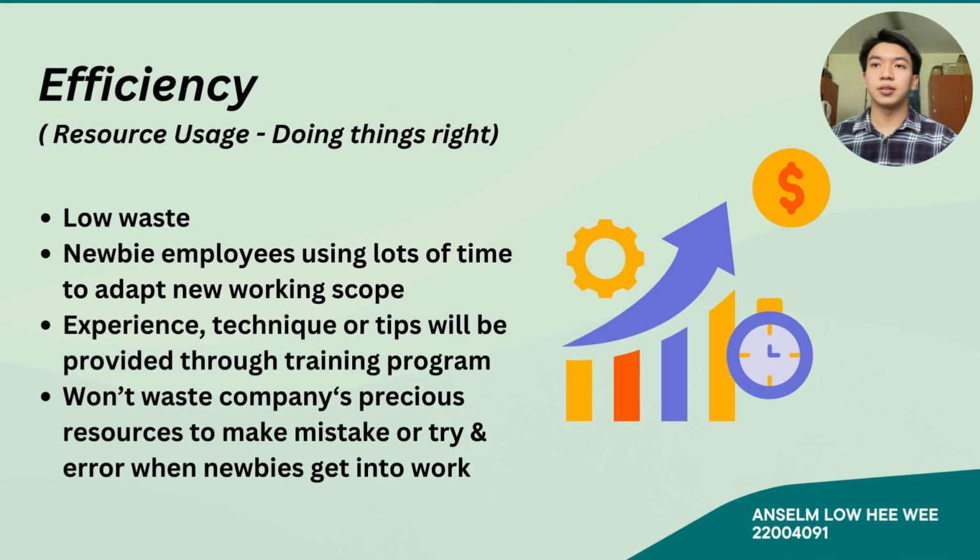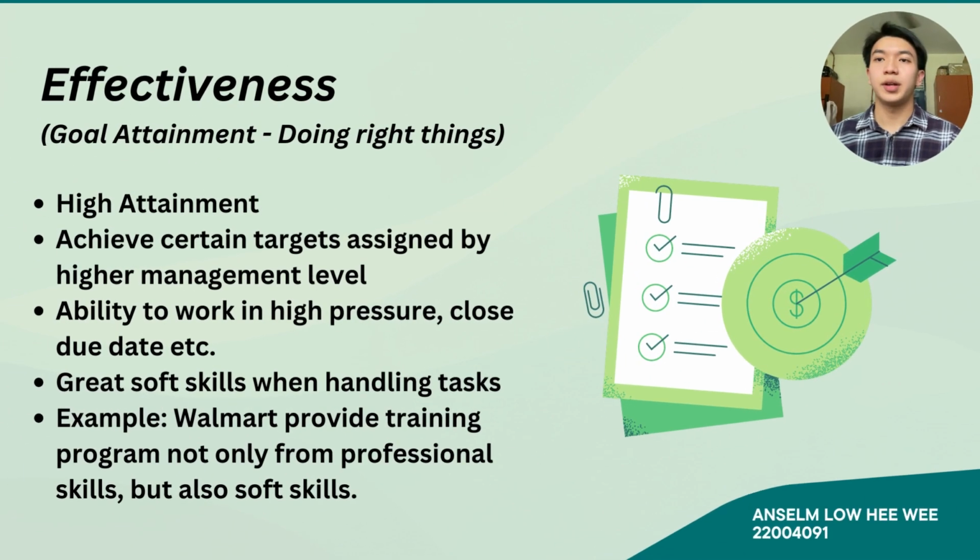Therefore, experience, techniques or tips will be provided through the training program and it won't waste companies' precious resources to make mistakes or try and error when newbies get into work. Move on, what is effectiveness? Effectiveness means goal attainment or doing the right things. The goal of effectiveness is high attainment. By training, it allows employees to achieve certain targets assigned by the higher management level.